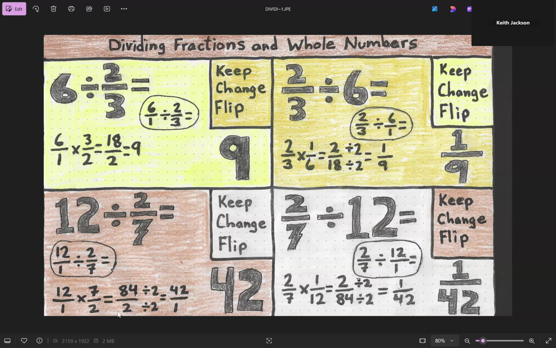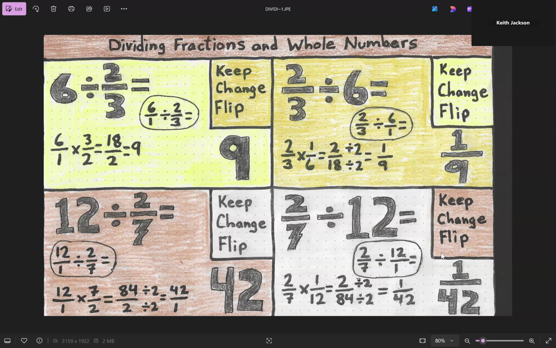1 times 2 will give us 2. 84 divided by 2 will give us 42, or we could simply divide by 2. 84 divided by 2 will give us 42. 2 divided by 2 will give us 1. 42 over 1 is the same as 42. Now let's go ahead and work its counterpart right here, in which we have 2/7 divided by 12. And we're going to rewrite it as 2/7 divided by 12 over 1.